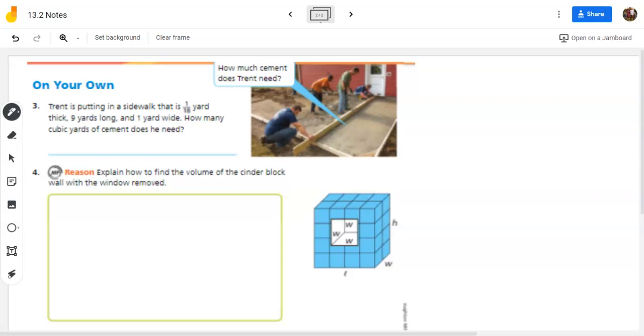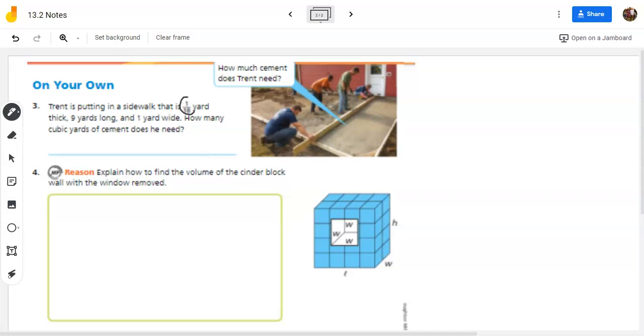Okay, this is 13.2 on your own. You can find this on page 424. We're going to start with number 3. Trent is putting in a sidewalk that is 1/18 yard thick, 9 yards long, 1 yard wide. How many cubic yards of cement does he need?